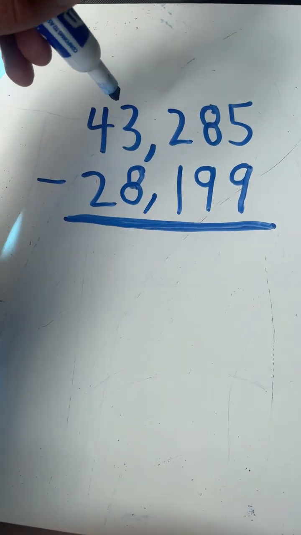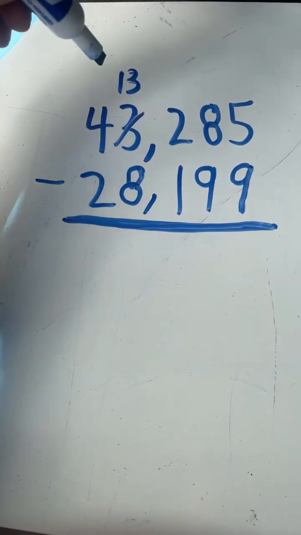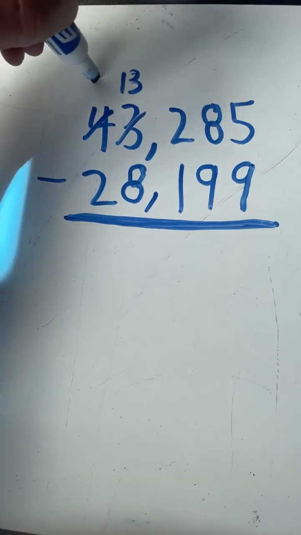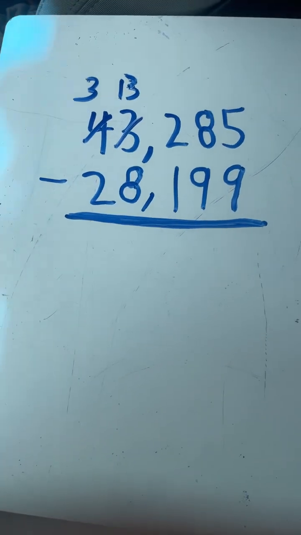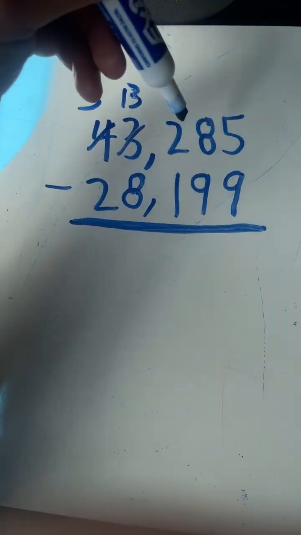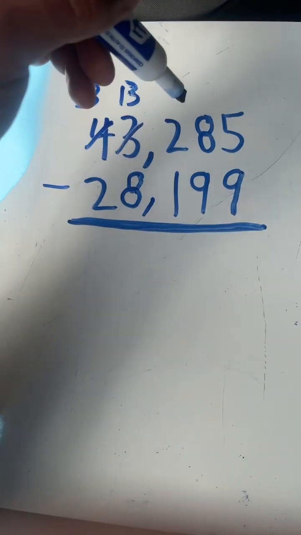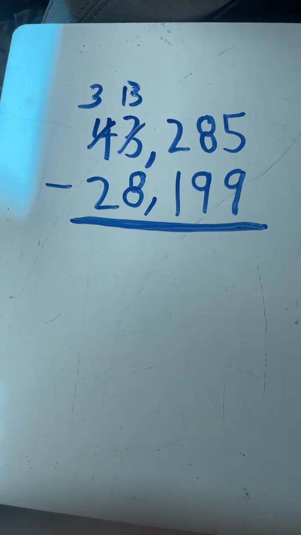So, can't start with 3 and take away 8, so I'm going to take a 10. The 3 is going to become a 13, and the 4 is going to become a 3. So here, hundreds place, we don't need to do any regrouping there, because 2 is bigger than 1.